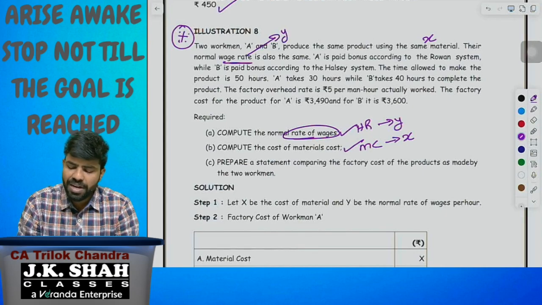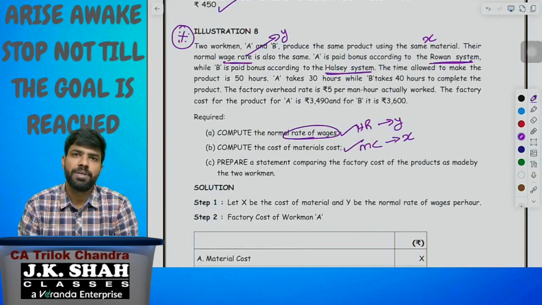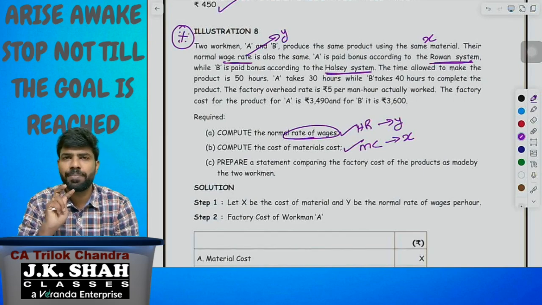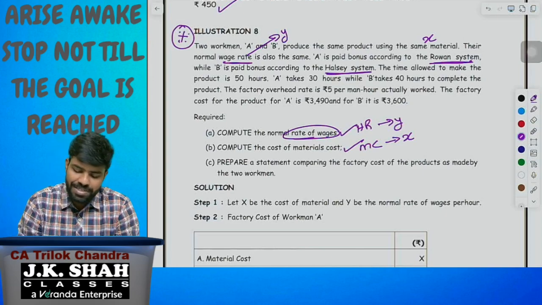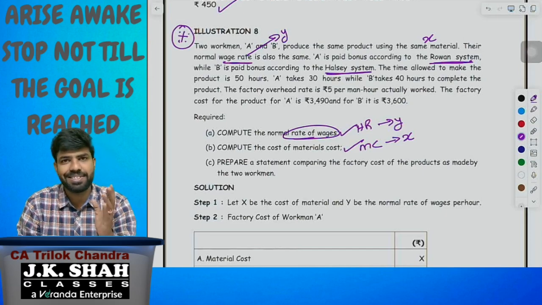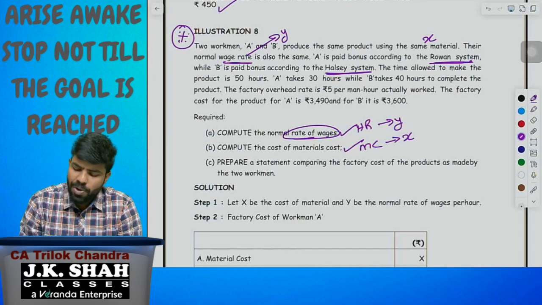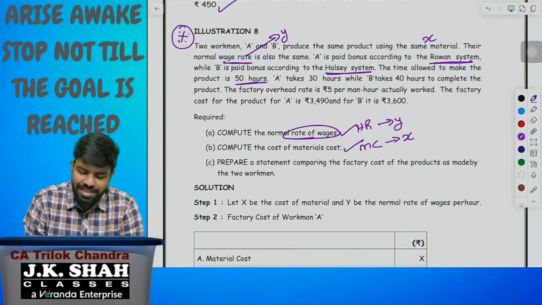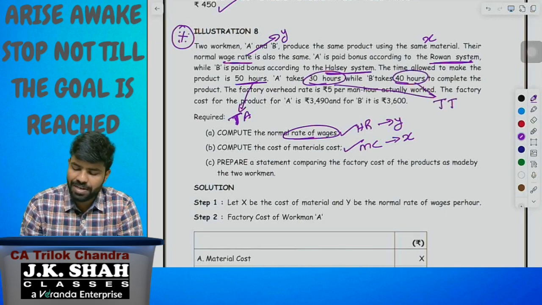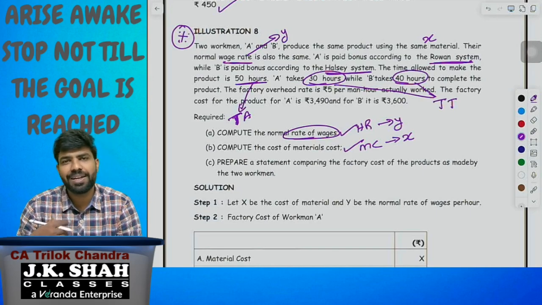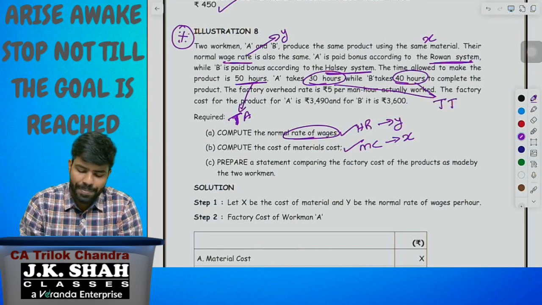A is paid bonus according to the Rowan system and B is paid bonus according to the Halsey system. The material and hourly rate are the same, but the bonus plan is different. The time allowed to make the product is 50 hours. A takes 30 hours and B takes 40 hours. These are the time taken. Using this information, we can calculate the time saved.